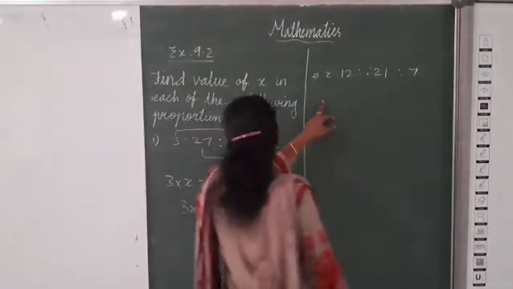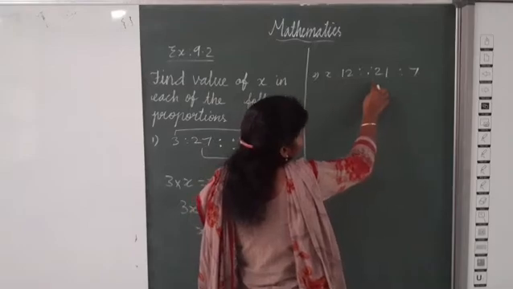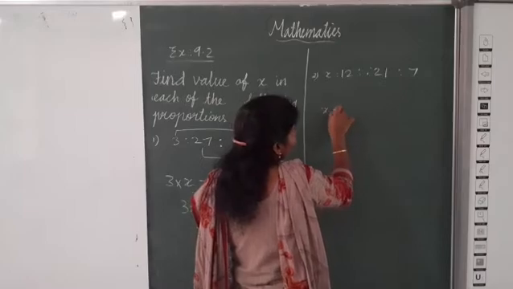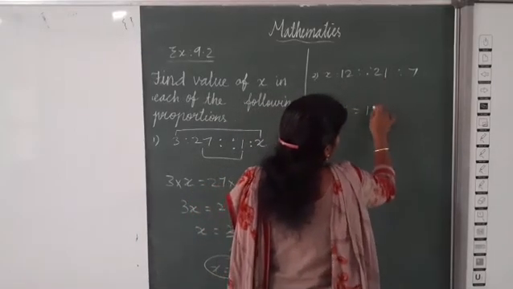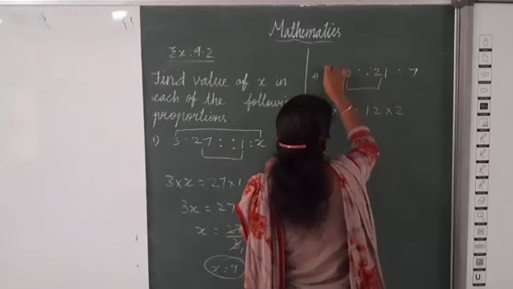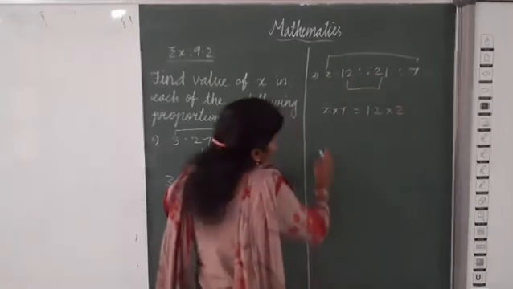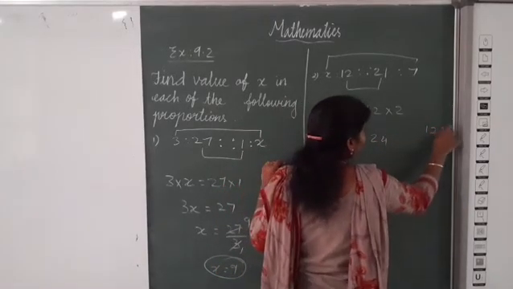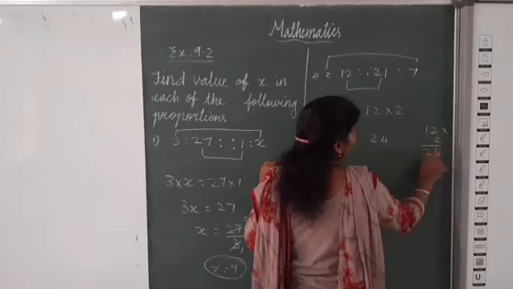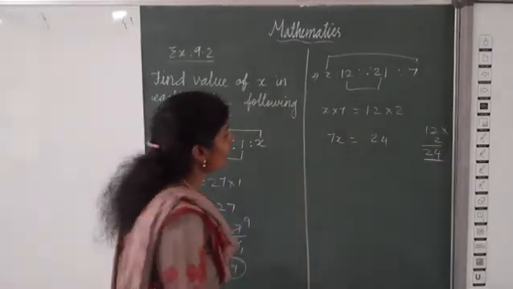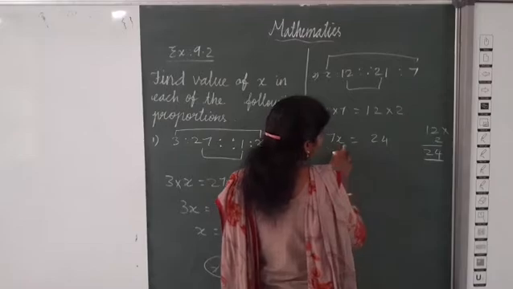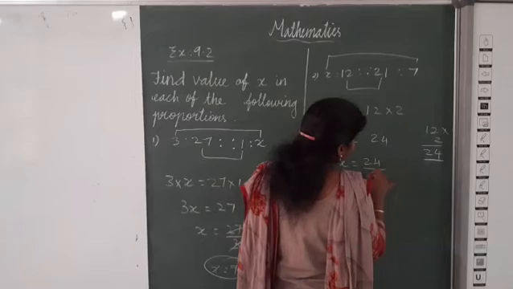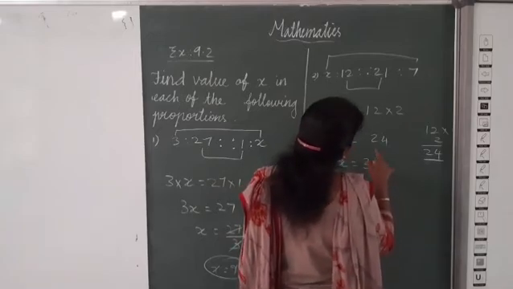Okay. Now here, x is to 12 as 21 is to 7. Mean and extreme. What is extreme? x into 7 equal to 12 into 21. Isn't it 12 into 21? Now listen, 7 into x, 7x equal to 12 into 21. Now listen, this 7 is going that side, multiplication goes to that side as division. So x is equal to 12 into 21 divided by 7.